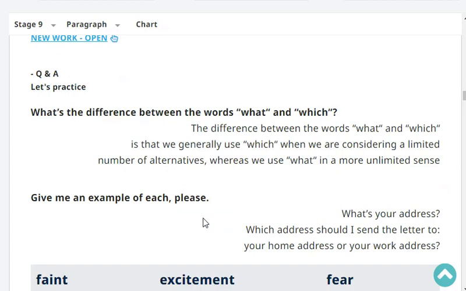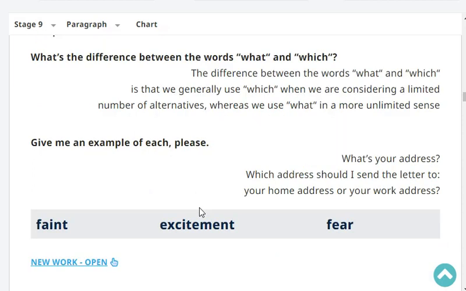What's the difference between the words what and which? The difference between the words what and which is that we generally use which when we are considering a limited number of alternatives, whereas we use what in a more unlimited sense. Give me an example of each.